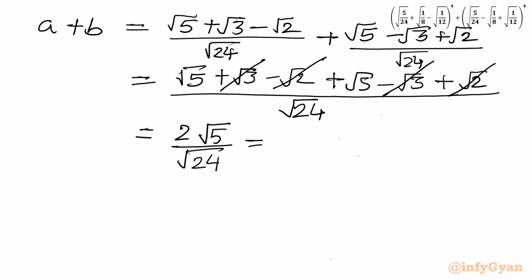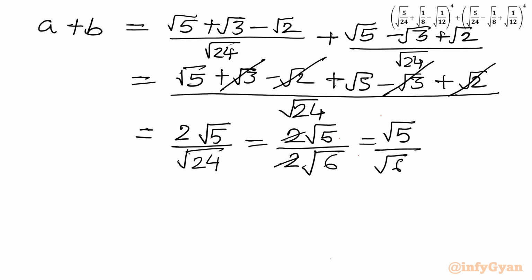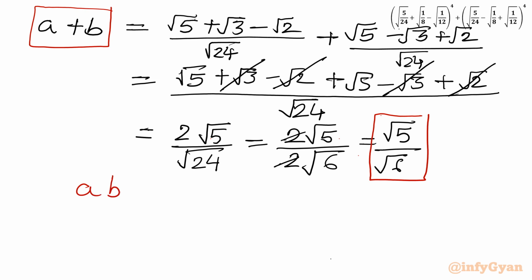So we can write it as 2 square root 5, and here I can write 2 root 6. 24 is 4 times 6, so 2 root 6. Now 2 will be over, so it is left with square root 5 over square root 6. So we have calculated a dot b and a plus b. This is a plus b, and a dot b we have already calculated. It was 1 over square root 24.